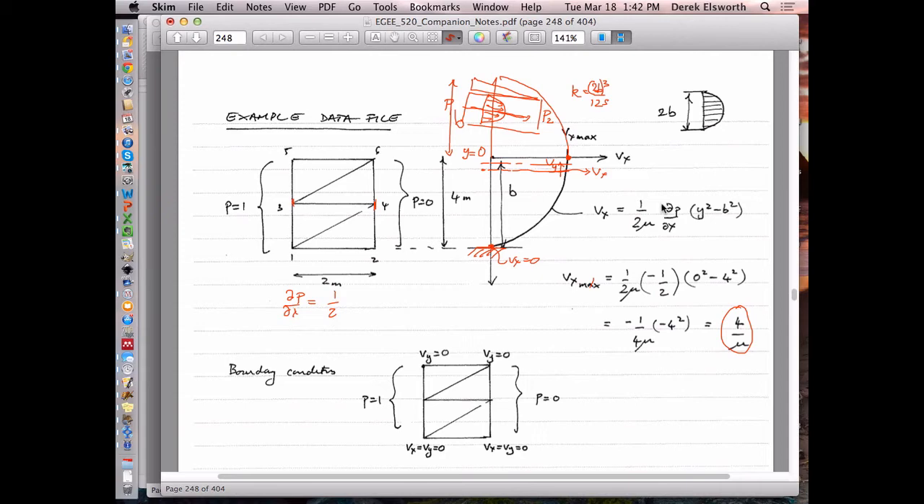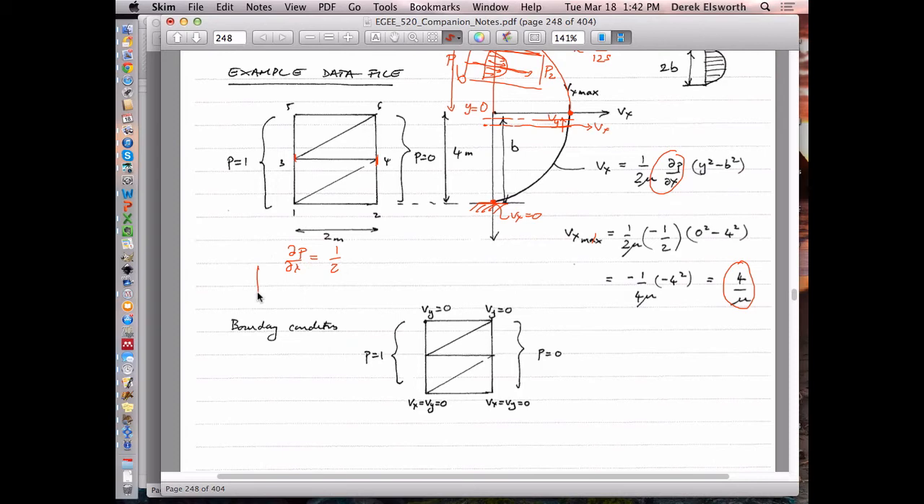It's equal to a minus a half because this is the x direction, this is the pressure, and this would be a positive gradient, this would be a negative gradient. So this is this. So the bottom line is we can get a magnitude which is equal to the pressure change with depth. You can use this expression to get the magnitude.